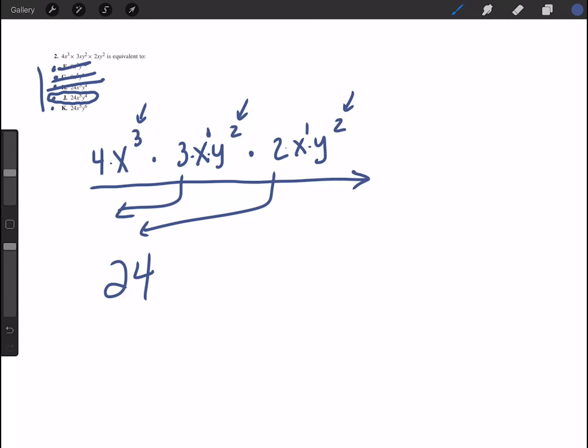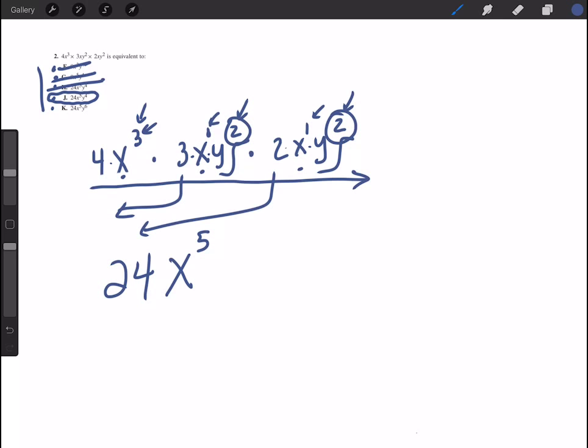And then when you have variables with different powers multiplying, you add the powers of the same variables. In other words, you have x cubed times x to the first power times x to the first power. Well, you add their powers. So it would be 3 plus 1 plus 1, so that's 5. So that's x to the fifth power, because you have 5 of them multiplying.